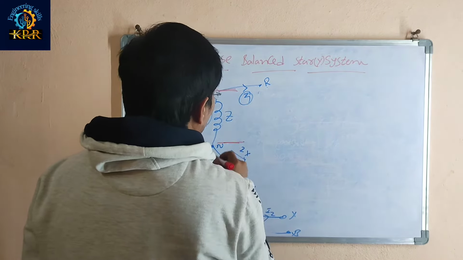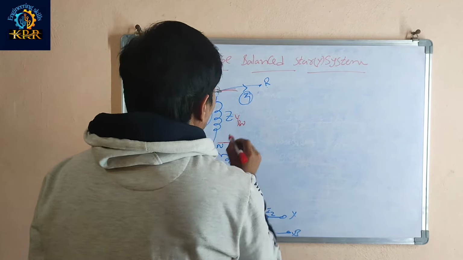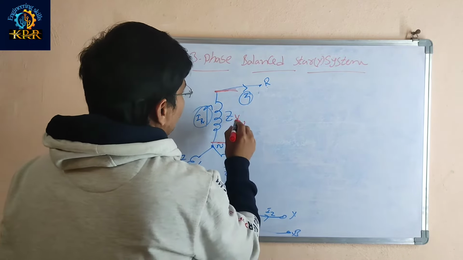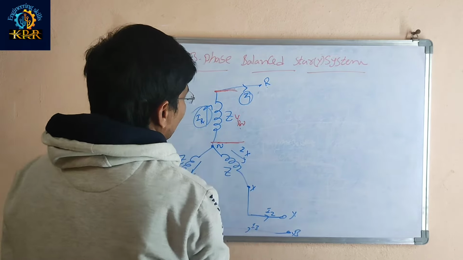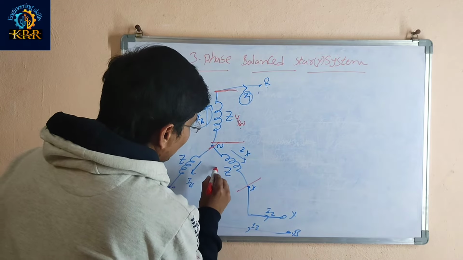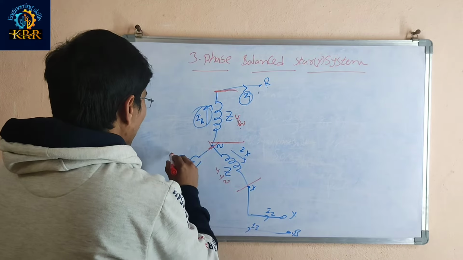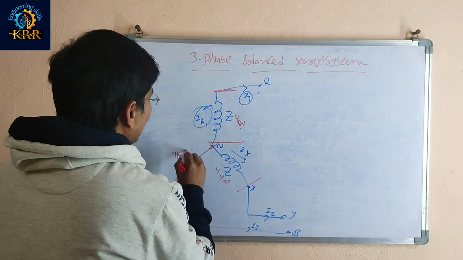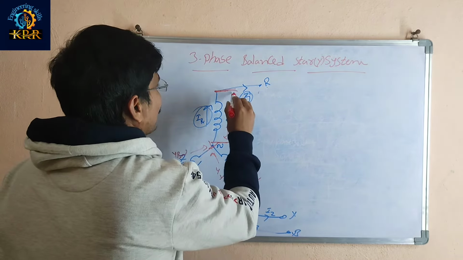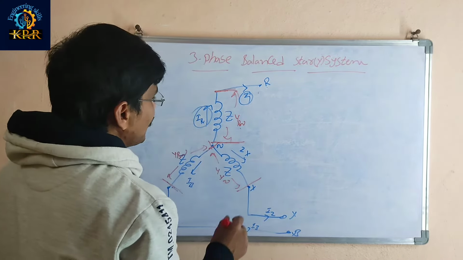Here to here, this is the phase voltage at R to N. Same here, here also same. Here to here, voltage at Y to N. Same here to here, voltage is how much? Voltage at B to N. This is the phase voltage.